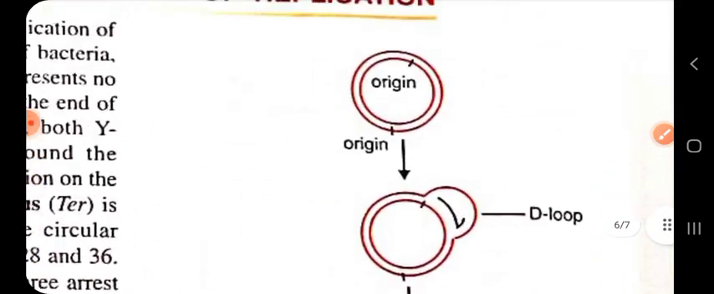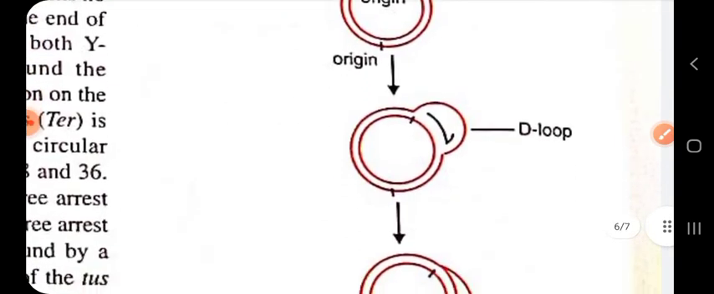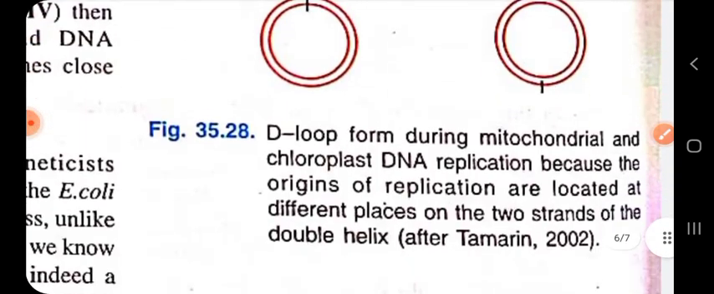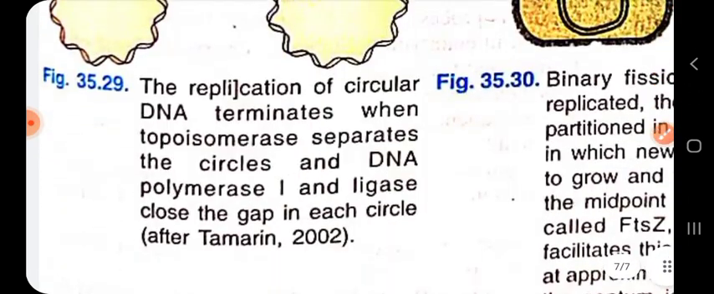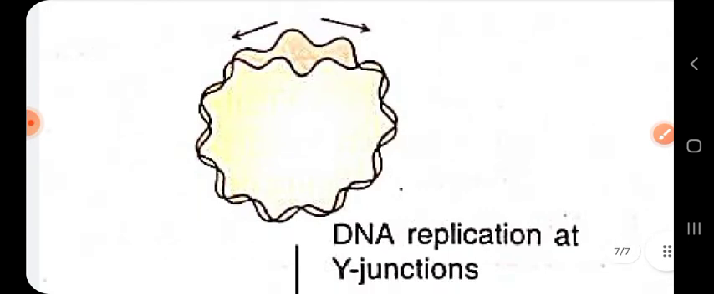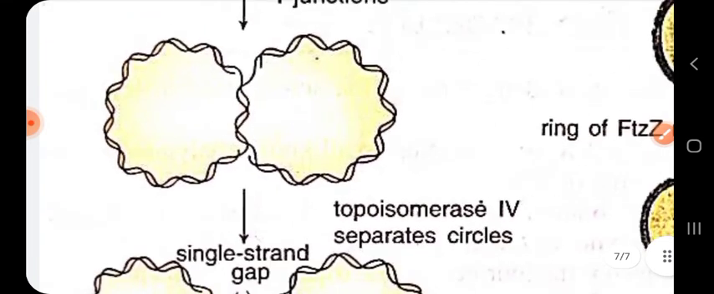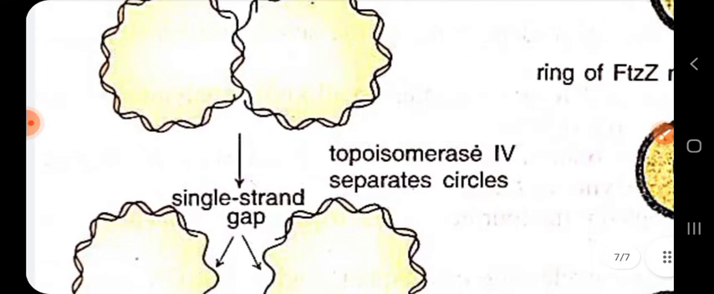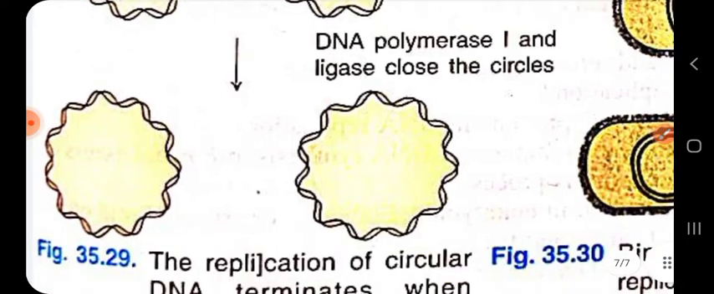So here you can see the origin. Oh, sorry, this is the thing, figure 35.29. Okay, this is the image. You can see here DNA replication at the Y junction, and topoisomerase 4 then separates the circles. The single stranded gap will be further filled up by polymerase 1 and DNA ligase, which close that circle.